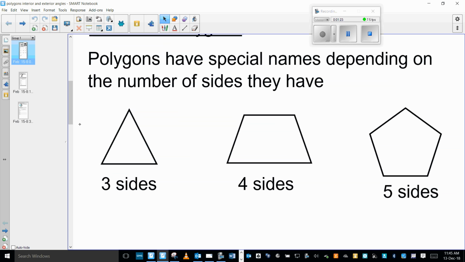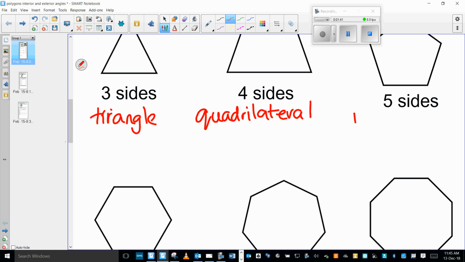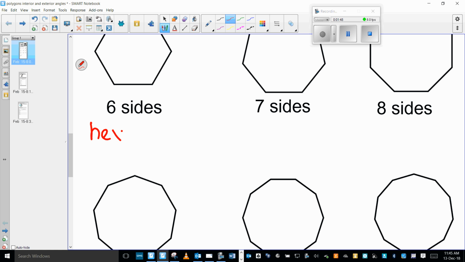So, names of them. Three sides. What's a three-sided shape? Triangle. I wrote a triangle one. What's a four-sided shape? Quadrilateral. What's a five-sided shape? Six sides, hexagon. What's the seven sides? Hexagon. So there you go, it's a hexagon. Okay, eight sides.